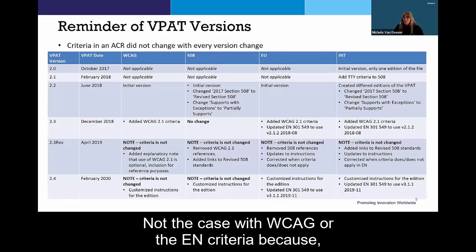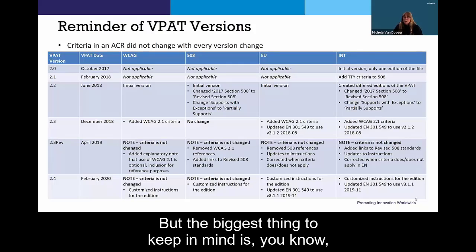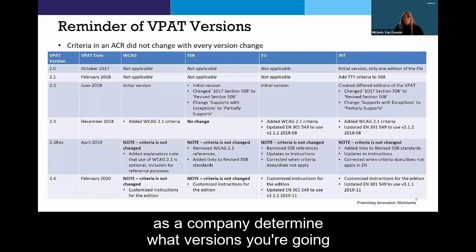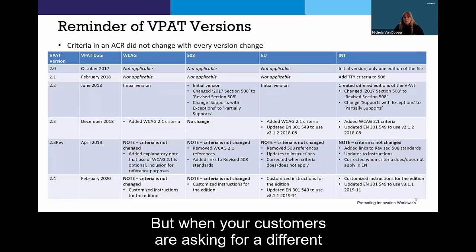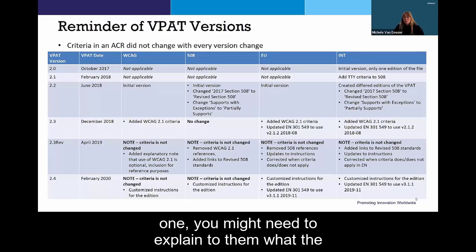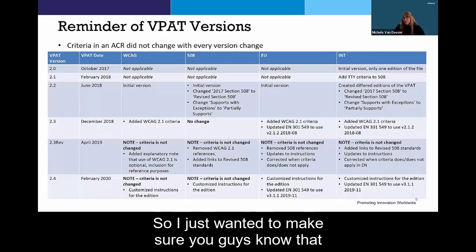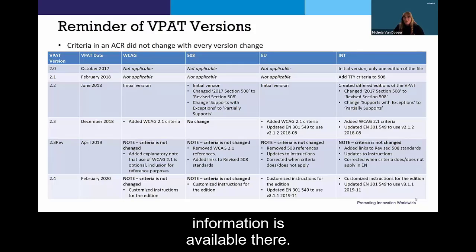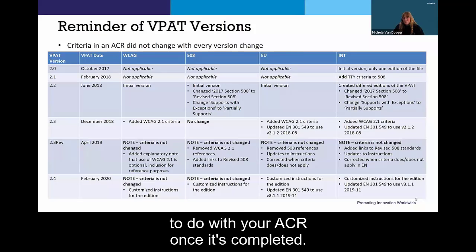Not the case with WCAG or the EN criteria, because WCAG 2.1 came out, so thus things changed. But the biggest thing to keep in mind is, as a company, determine what versions you're going to be using. Highly recommended, always stay with the latest one. But when your customers are asking for a different one, you might need to explain to them what the difference is and why the one you have is appropriate. So just wanted to make sure you know that information is available there. So that's it for what are some things to do with your ACR once it's completed.